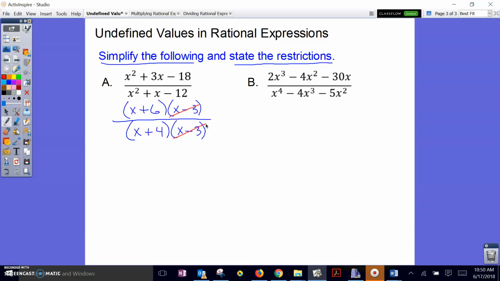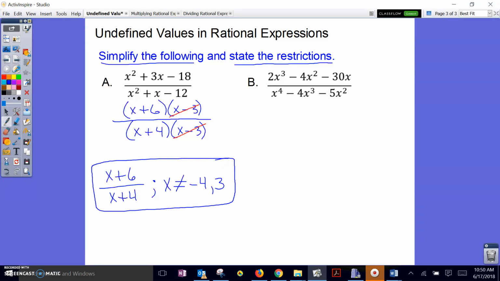The x minus 3's cancel out. And this reduces to, and this is how we're going to write this, x plus 6 over x plus 4, and we're going to put a semicolon, and our restrictions. X can't be equal to negative 4, and it can't be equal to positive 3. And there's our simplified form with the restrictions stated.